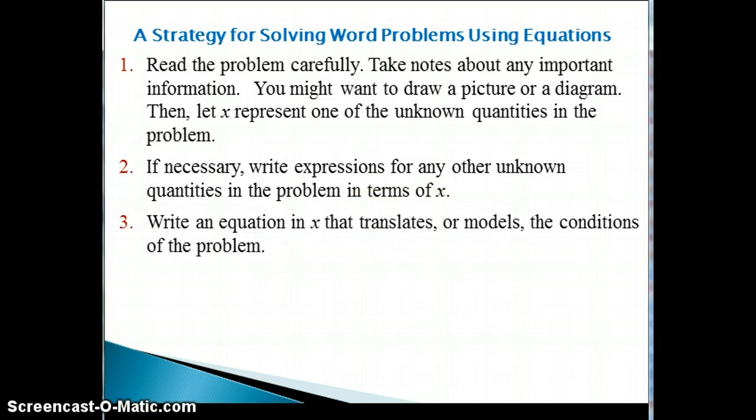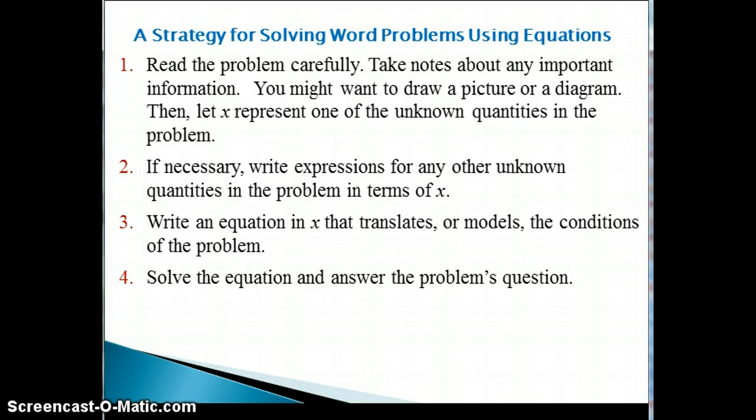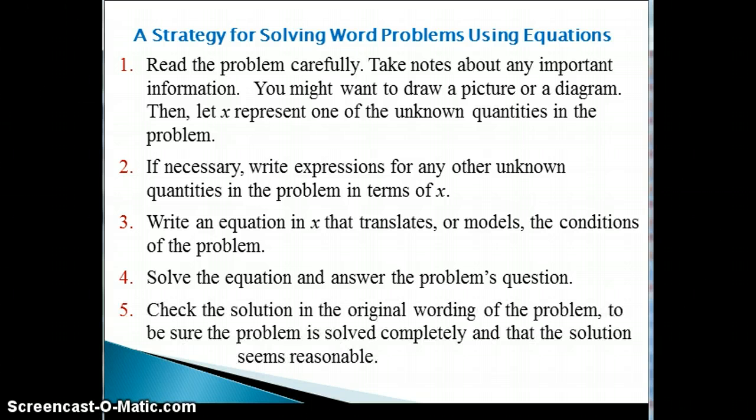The third step is to write an equation in x that translates or models the conditions of the problem. For geometry problems, you will usually use a formula as the starting point for your equation. Once we've written our equation, we then solve this equation and use that solution to answer the problem's question. Lastly, be sure to check the solution in the original wording of the problem to be sure the problem is solved completely and that the solution seems reasonable.